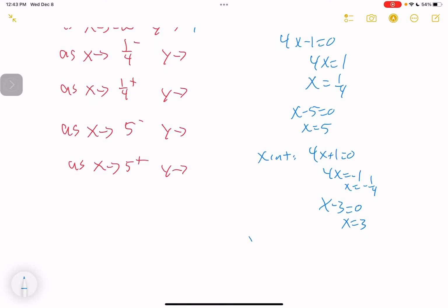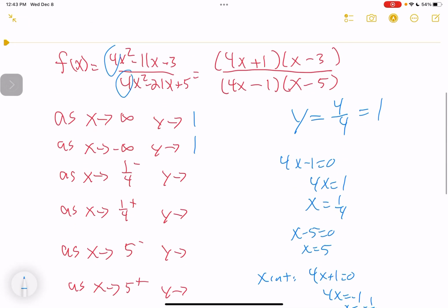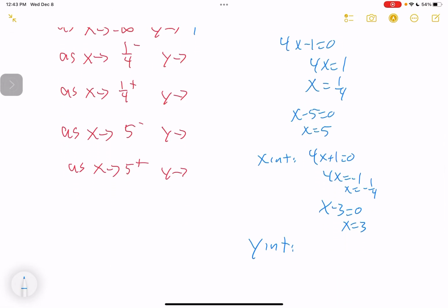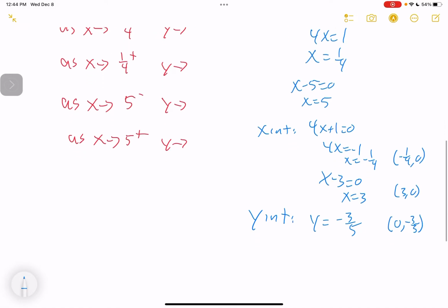And our y-intercept, singular, only one because it's a function, is going to be, if you put 0 in there for x, all we have left is negative 3 over 5. And let me be clear on this in case someone's going to be nitpicky. The x-intercepts are actually at negative 1/4, comma 0, and 3, comma 0. The y-intercept is going to be at 0, comma negative 3/5. I was getting the relative values for those axes.